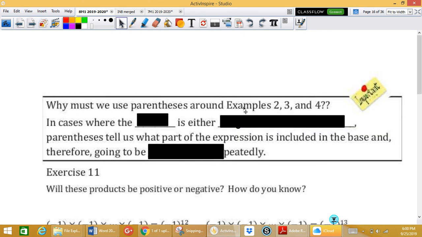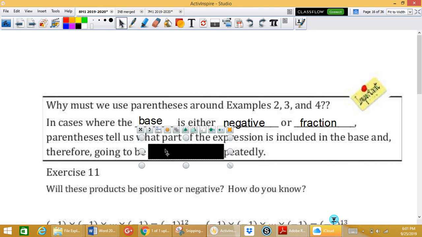Why must we use parentheses in examples 2, 3, and 4? In the case where the base is either a negative or fraction, parentheses tell us what part of the expression is included in the base and therefore going to be multiplied repeatedly.